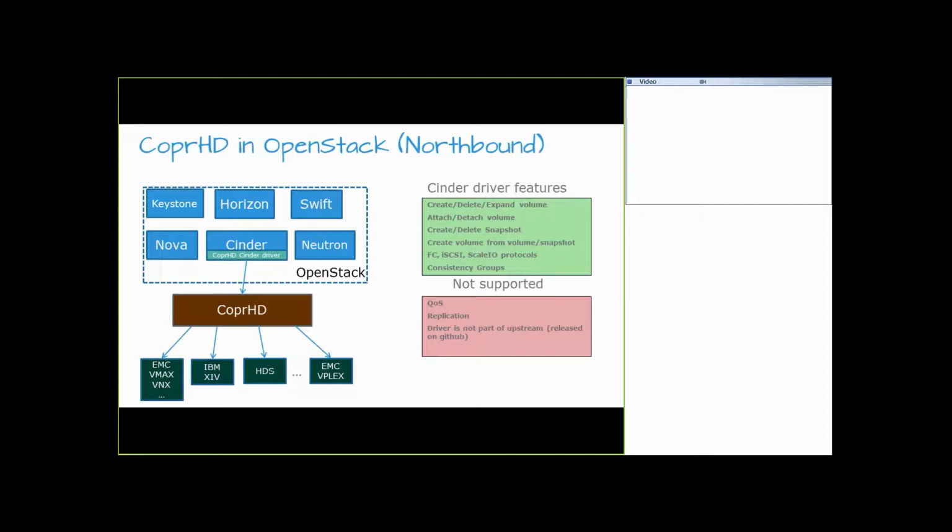So that way, one benefit you get is you don't have to have too many drivers in Cinder. You just need one driver, which kind of acts as an interface for all of your arrays. So if you want EMC or IBM or HDS or any of these arrays, then the actual drivers will be in CoprHD. And I have a question about this.